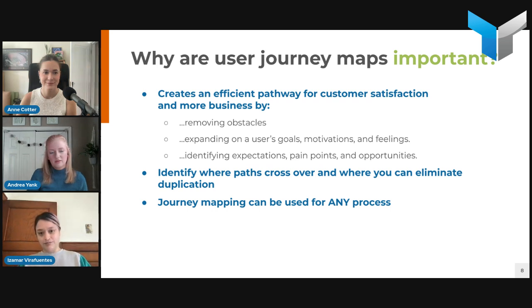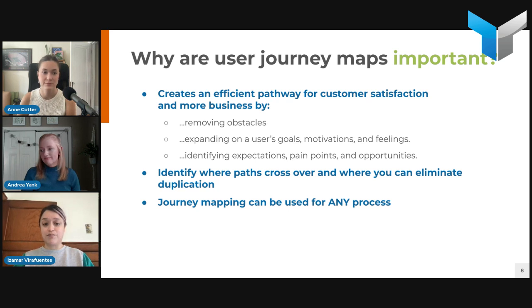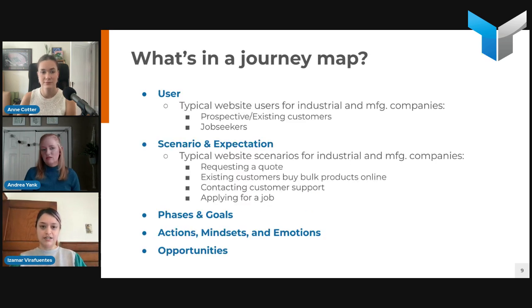And also, just because in this workshop we're talking about websites, user journey maps for a website, journey mapping can be used for virtually any kind of process. It just has to be a process. You have to have certain elements to it, but you can use a journey map for internal projects. You could use it to gain new customers, get new employees, pretty much anything. You can even do it for product design too. And if you go to the next slide, I go into what consists of a journey map.